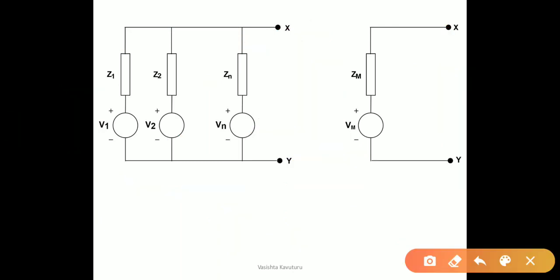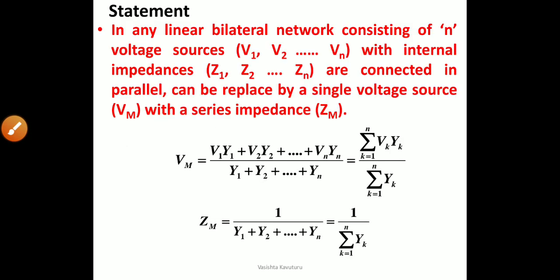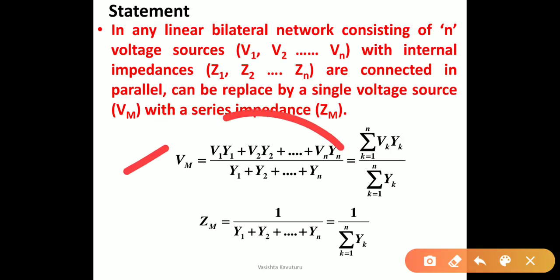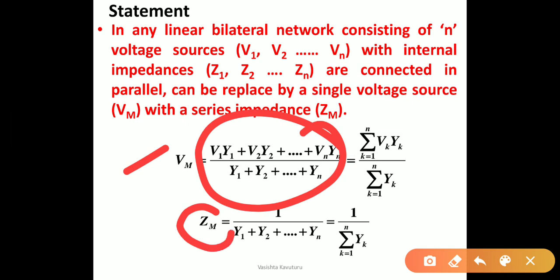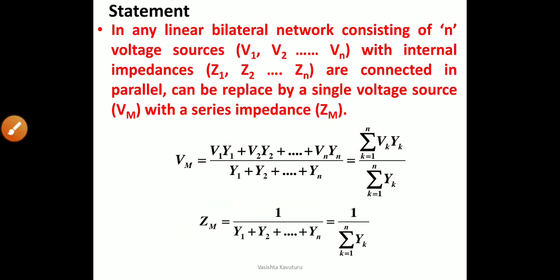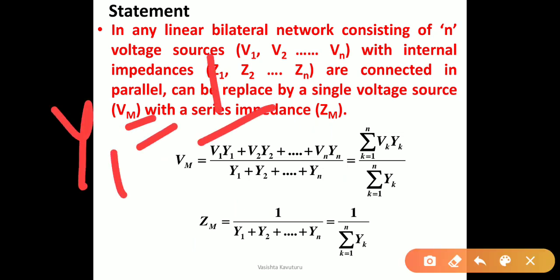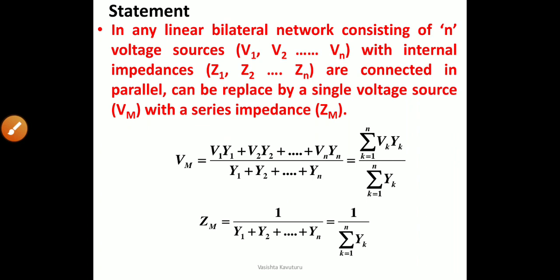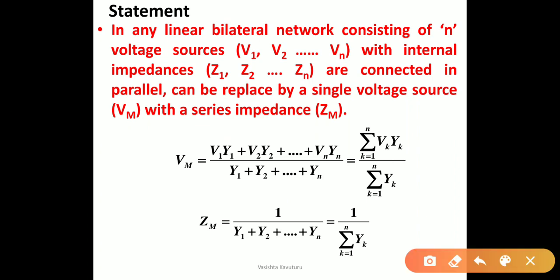Here Vm and Zm are the formulas given in the previous slide. Vm is called Millman's voltage, and Zm is called Millman's impedance. Y is called admittance, the reciprocal of impedance, where Y1 is equal to 1 by Z1, Y2 is equal to 1 by Z2, and so on, Yn is equal to 1 by Zn. This is the way to calculate the Y1, Y2, Y3 and so on Yn values. The reciprocal of the sum of all the admittances gives Millman's impedance Zm.